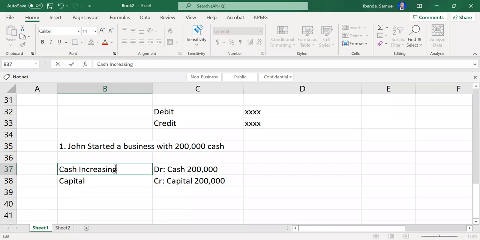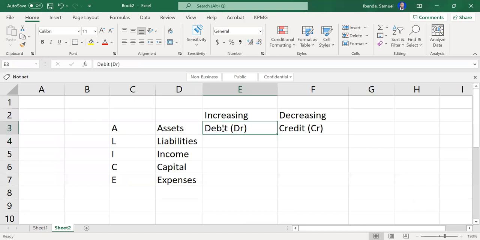And usually what I say to my students is, look at these entries from the perspective of the business, because the business is separate from the owner. So here we're trying to see that cash of the business is increasing because the owner is contributing to the business. And then we also see capital increasing. The capital injected, capital is basically the owner's contribution to the business. Sometimes capital can be referred to as equity, but in this case, we call it capital.